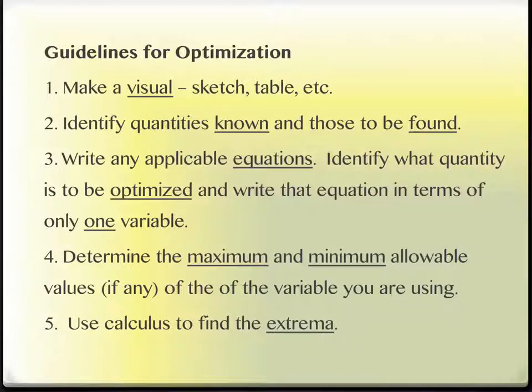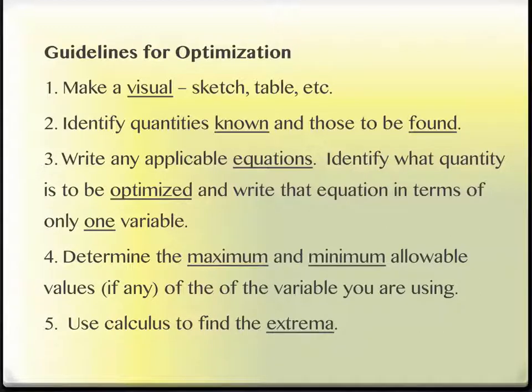To identify quantities that are known and those to be found. That's pretty much an always thing. You're given something, you need to find something else. Write any applicable equations and identify what quantity is to be optimized. Right, so the one example sort of verbally that I just gave, my optimization was to minimize the bill at the register of the cashier, right? That's what I'm trying to minimize is my cost.